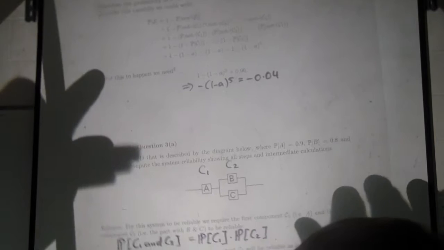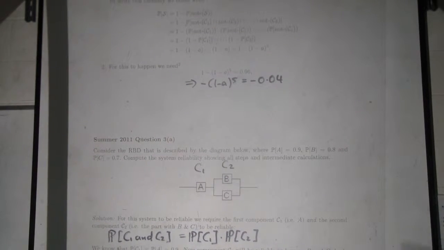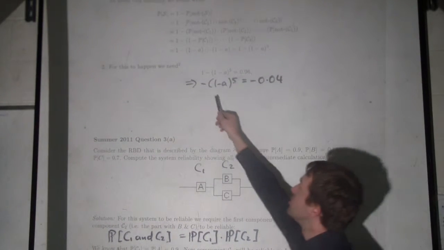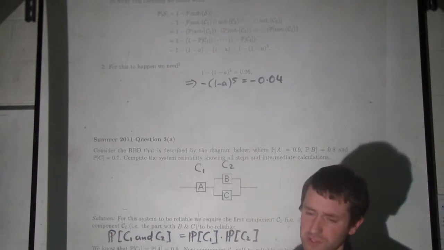What's in the way? What's stopping you having A on its own? How do you get rid of that minus? Multiply by minus 1. Two numbers are equal. Multiply them both by minus 1. They are still equal.